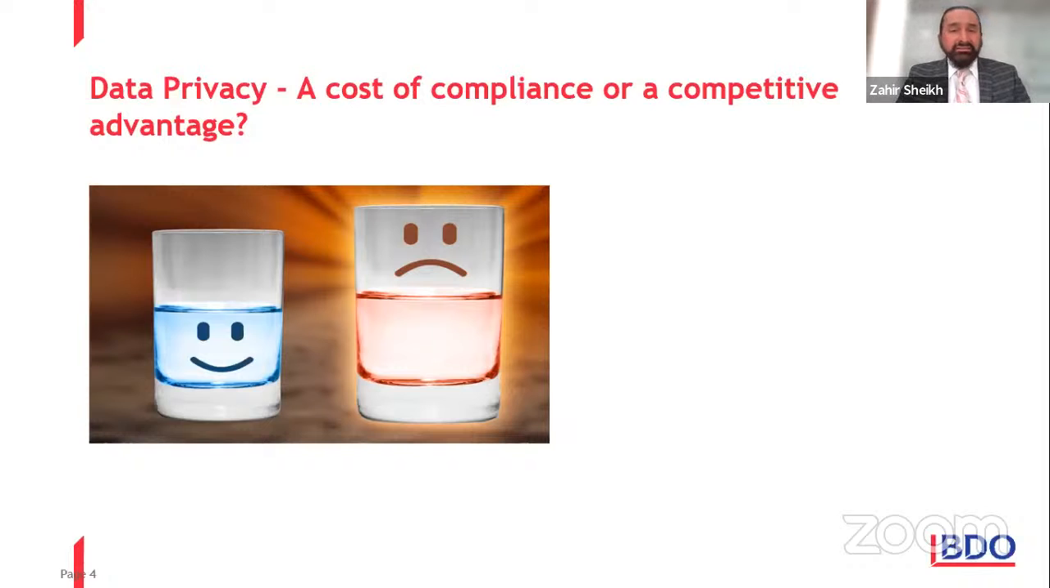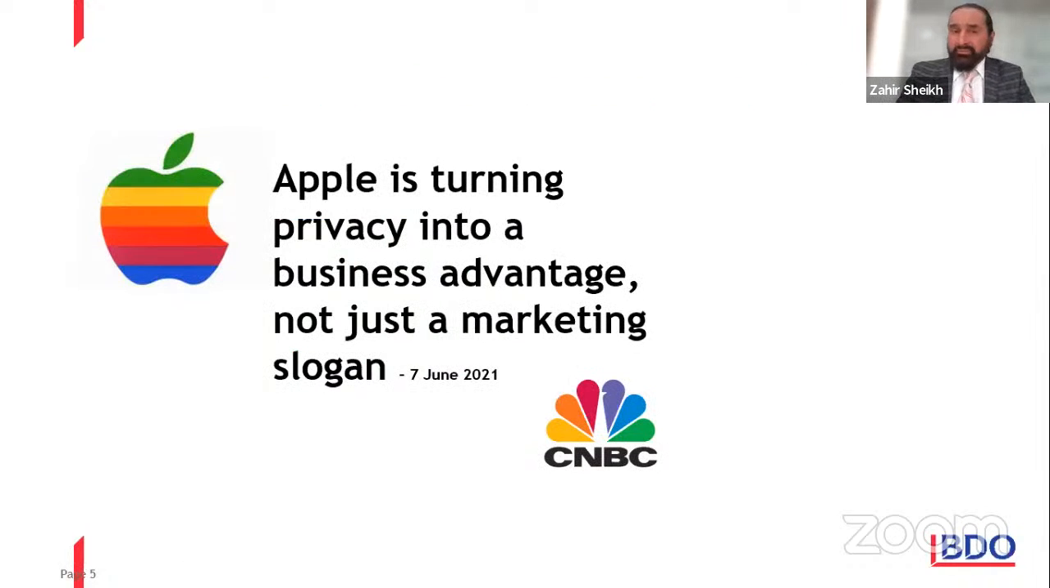So, next slide, please. Apple. Apple is turning privacy into a business advantage and not just a marketing slogan. In 2021, Apple released an iPhone update called App Tracking Transparency, ATT, that allows users to opt out of sharing data with advertisers. Most iPhone users chose to opt out, which turned out to be a brilliant marketing topic for Apple, but it was a massive problem for others in big tech.